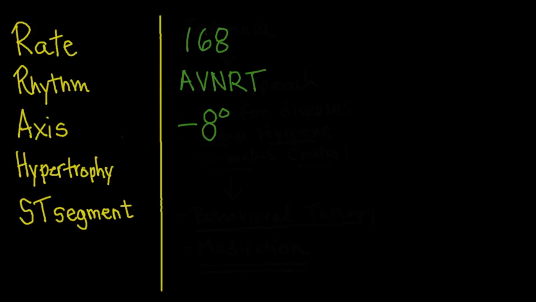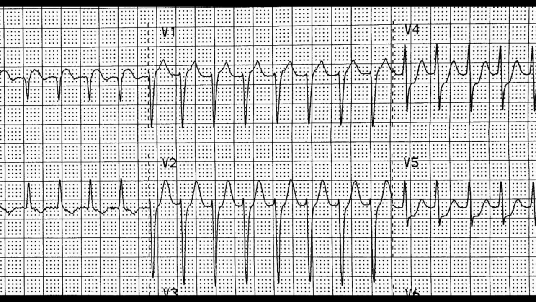Let's move on to hypertrophy and ST segment changes. So we're going to zoom up and look at those precordial leads. We can't really see if there's any atrial hypertrophy because of the AV nodal reentrant tachycardia nature. But if we look at V1, we're looking for right ventricular hypertrophy. And specifically, is the R wave bigger than the S wave? In this case, it's certainly not. So there's no evidence for right ventricular hypertrophy.